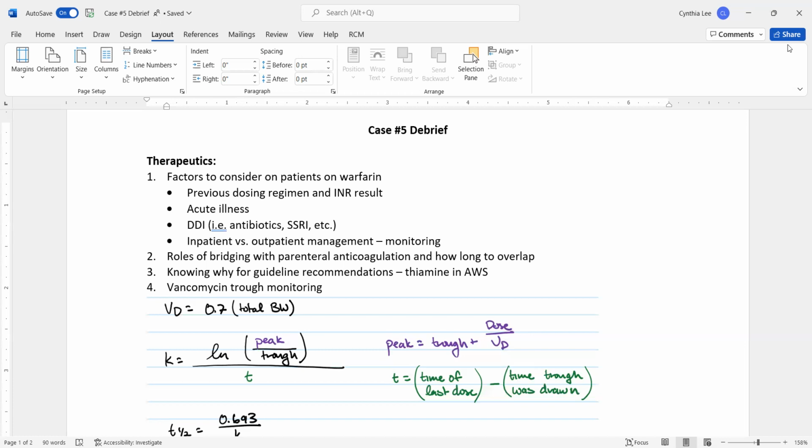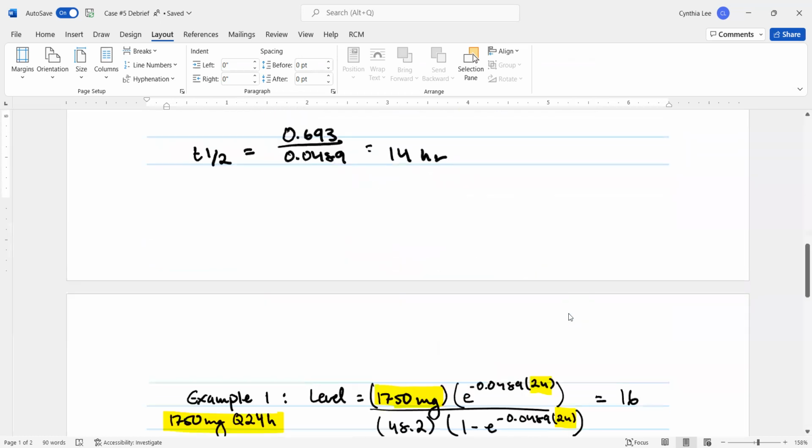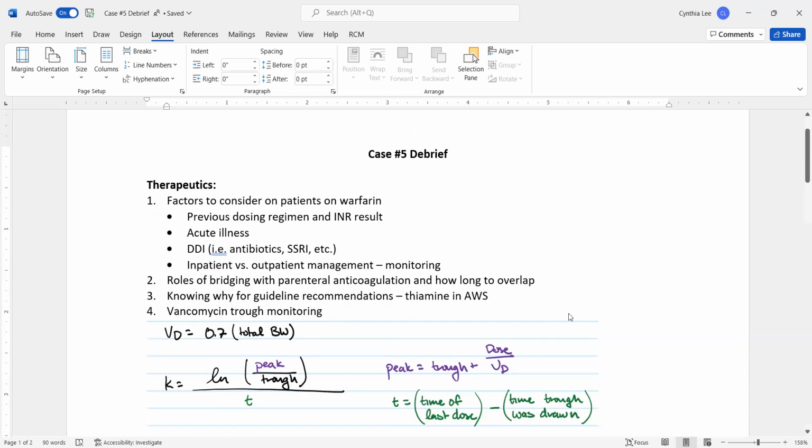And then lastly, for therapeutics, vancomycin trough monitoring. A lot of students are a little bit stuck on this. So review back on your pharmacokinetics lectures.